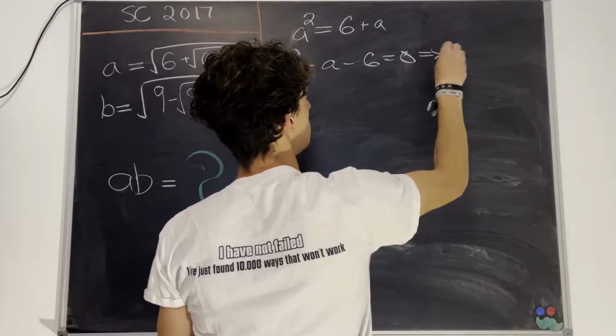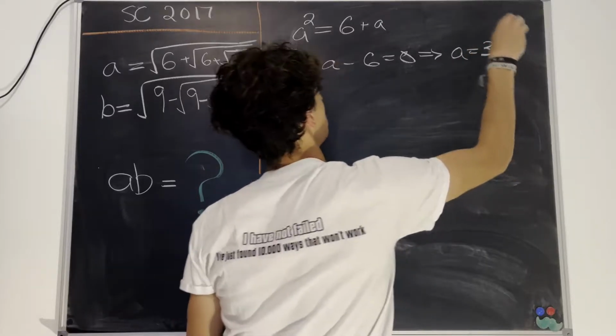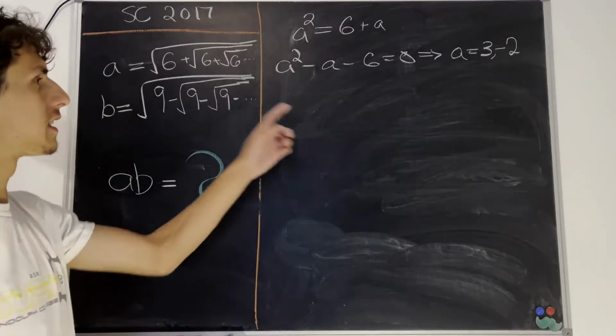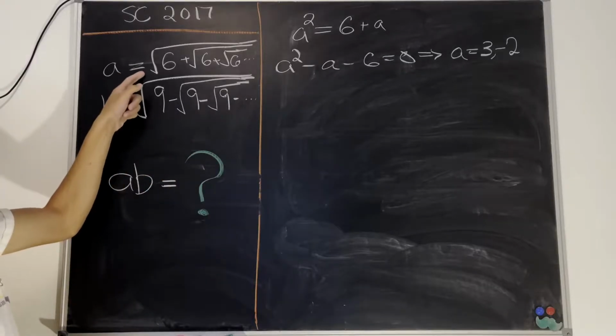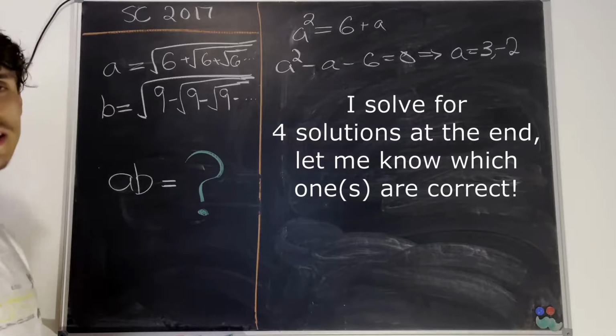But that means we have two solutions, one where a is equal to 3 and one where a is equal to negative 2. I do think this is pretty interesting that we get a negative 2 solution here for infinite positive nesting of radical roots. I think that's pretty interesting.